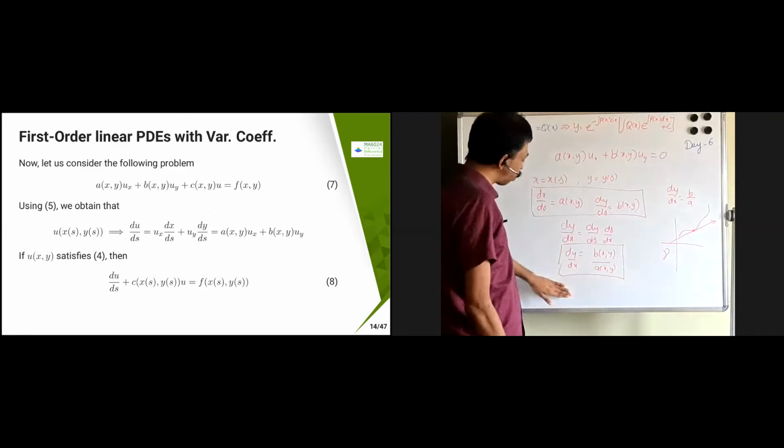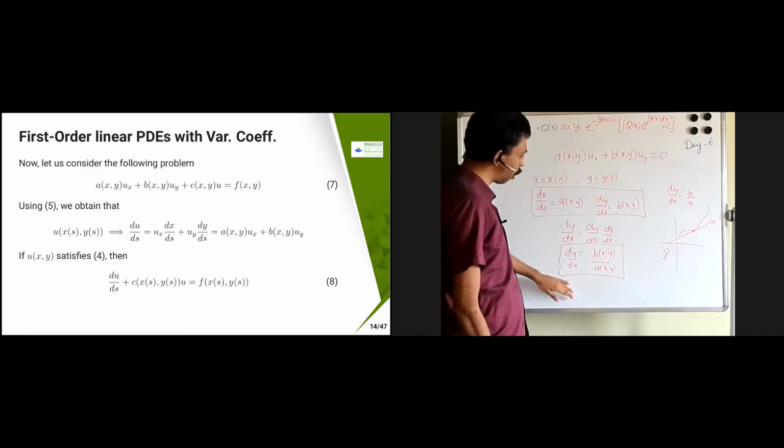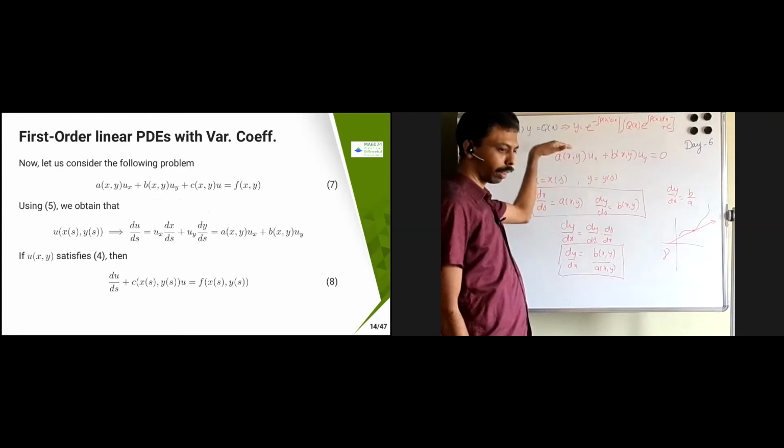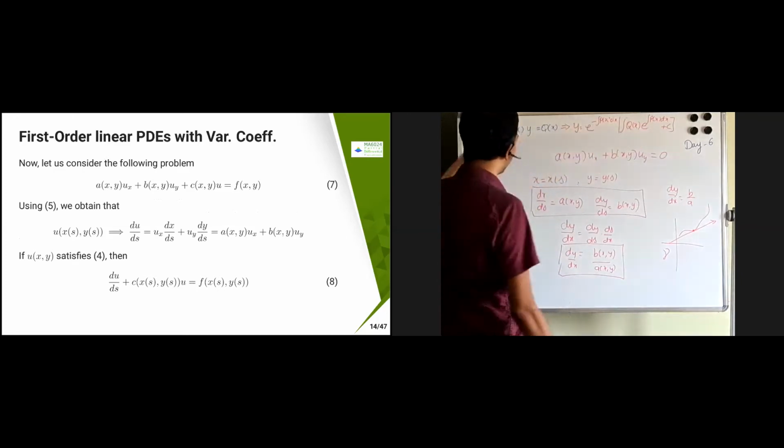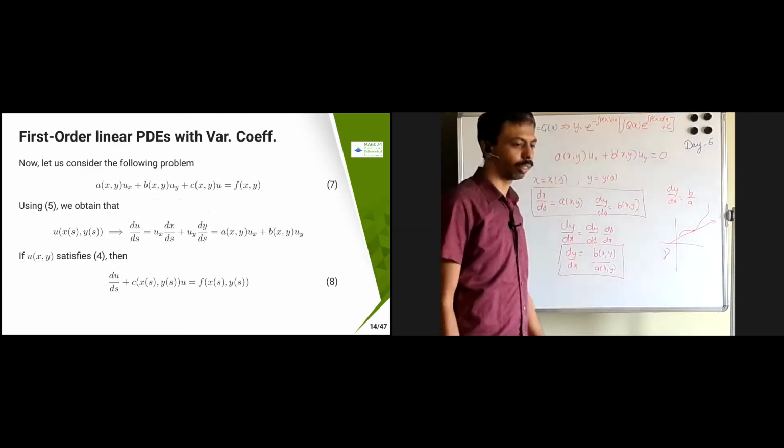Once you solve this one, you will get the characteristic curve, the same way as you did in the characteristic line equation. You have to repeat the same process, convert that into this form, and then solve that. Okay, so that is the idea.